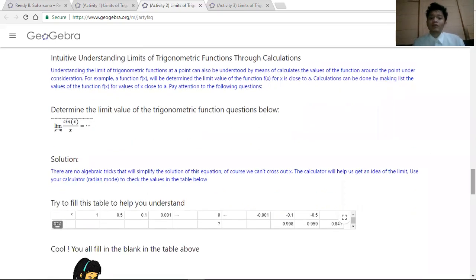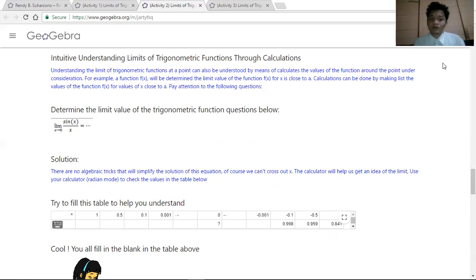Intuitive understanding of the limit of a trigonometric function through calculation. Understanding the limit of a trigonometric function at a point can also be done by calculating the value of the function around the point under consideration. For example, to determine the limit value of the function f(x) for x close to a, calculation can be done by making a list of the values of the function f(x) for values of x close to a. Pay attention to the following question.